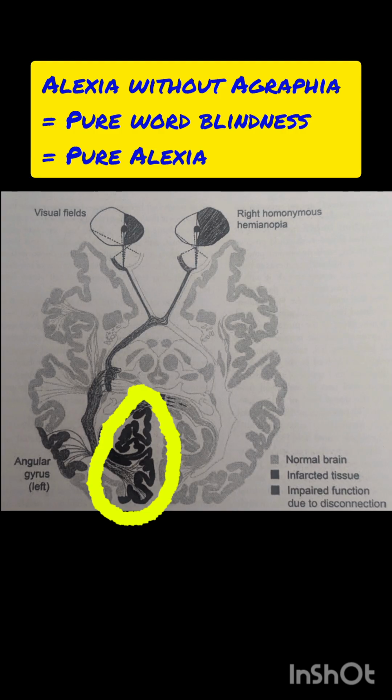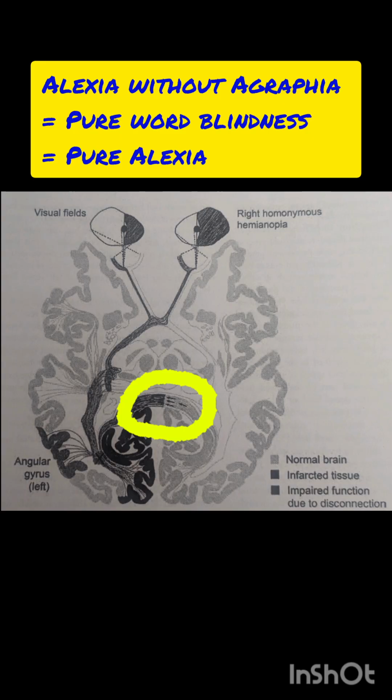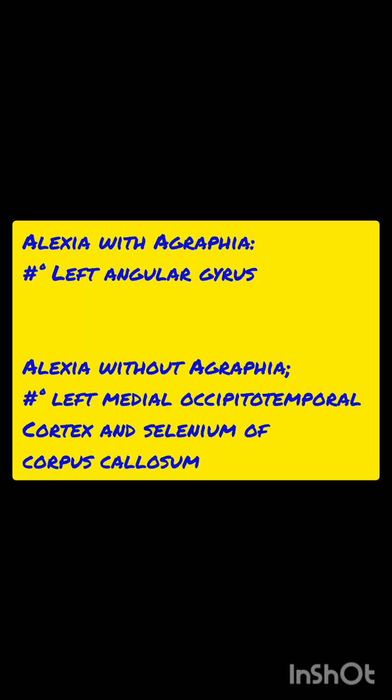So there is another site for ALEXIA without AGRAPHIA, that is splenium of the corpus callosum. So there are two sites which can cause ALEXIA without AGRAPHIA. One is the medial occipital lobe on the left side, or the splenium of the corpus callosum, which connects the right occipital lobe with the left angular gyrus. Okay, so this is the clinical diagnosis and the final diagnosis the patient has got.